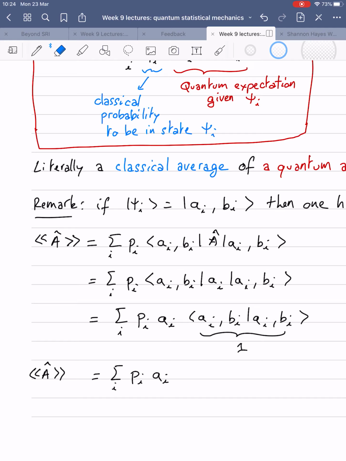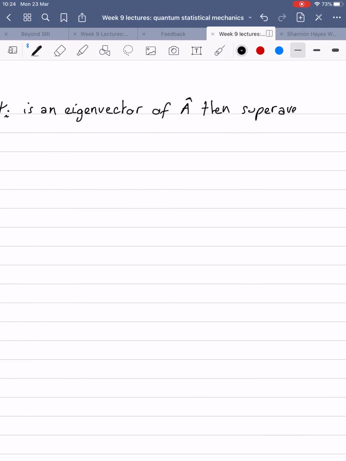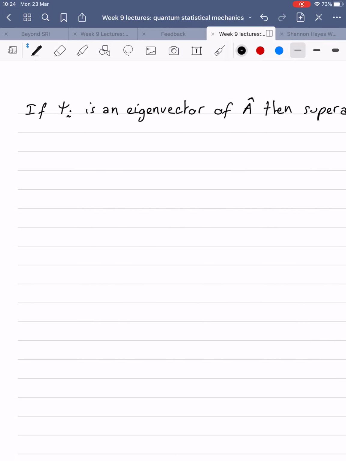Okay, so that's something that matters very much in what we are going to do afterwards. So the bottom line of this discussion is: if psi_i is an eigenvector of, let's say, A, but that can be any kind of observable, then super averaging becomes a normal average.